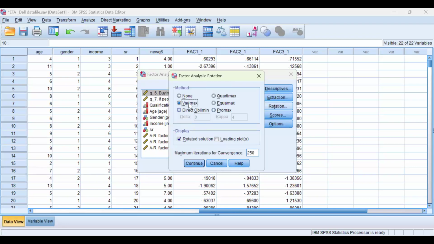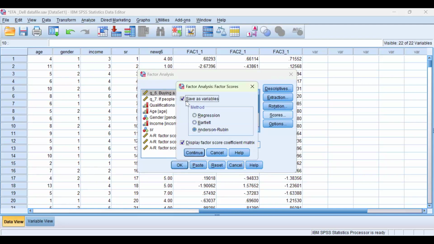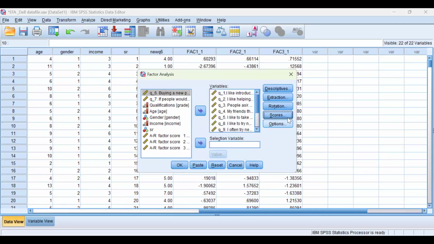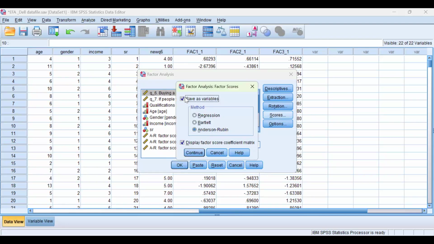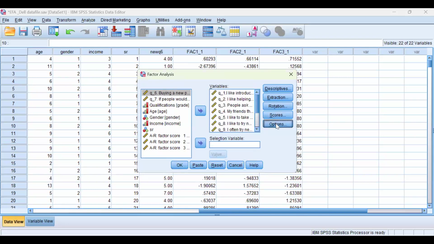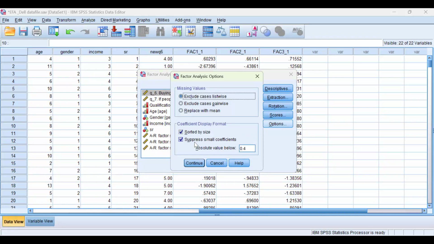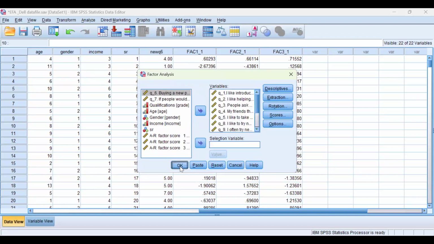Rotation. Now, instead of Varimax rotation, I will consider Promax rotation here. Rest of the things will remain the same. Scores, I will not consider because I have already calculated the scores, otherwise we will have 3 more scores, and I'll cancel. Continue. Options, again sorted by size, suppress small coefficients. We'll keep it as absolute value below 0.4 and continue and say okay.